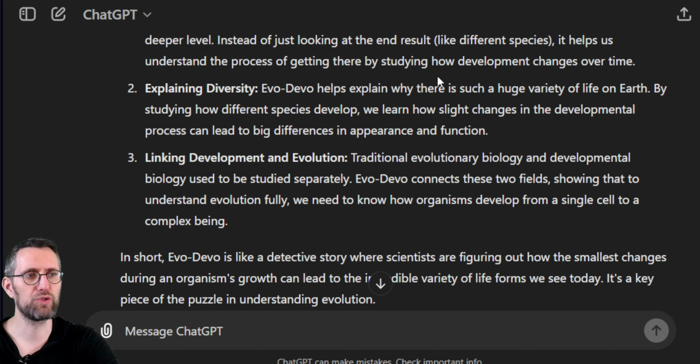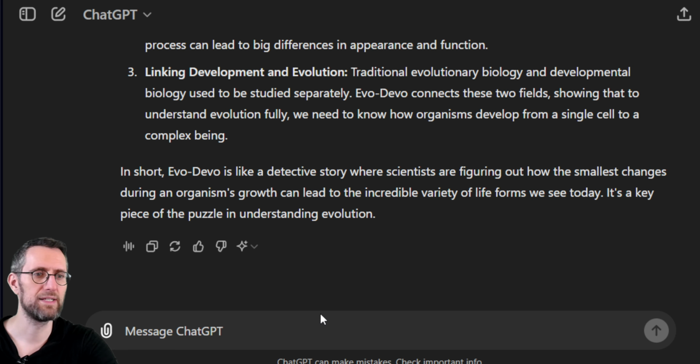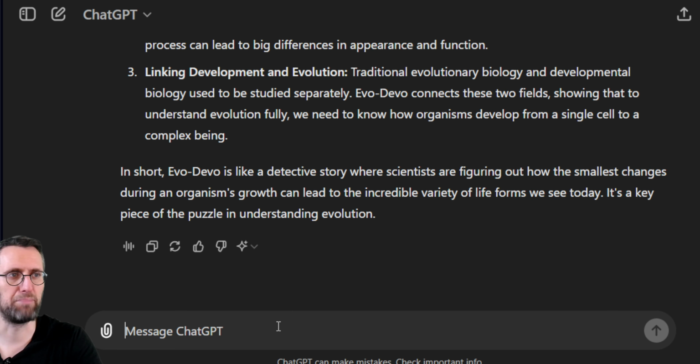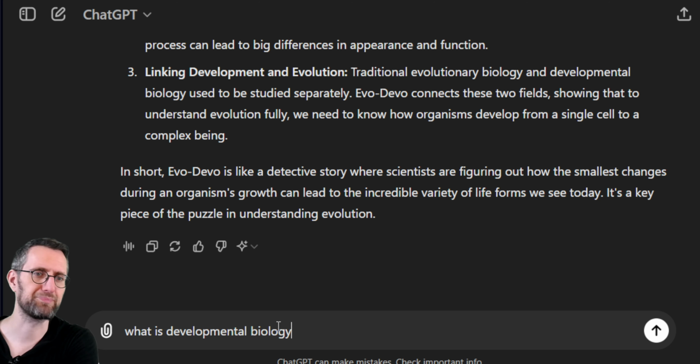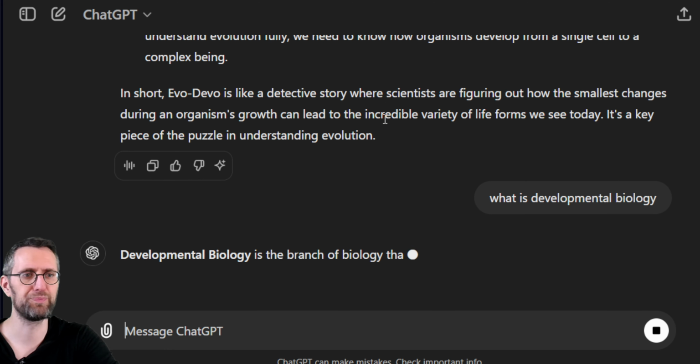Evo-devo connects these two fields, showing that to understand evolution fully, we need to understand how organisms develop from a single cell to a complex being. So I want to know, what is developmental biology, right? Seems to be important too.